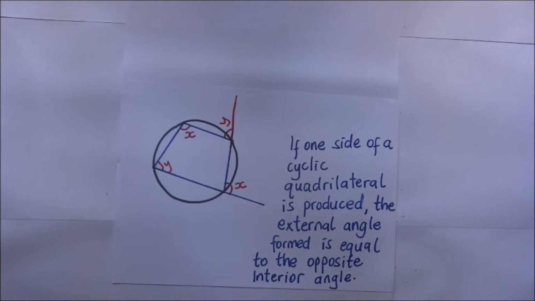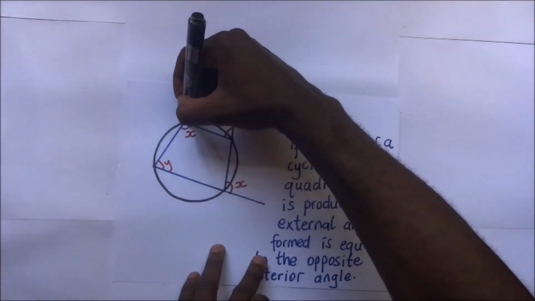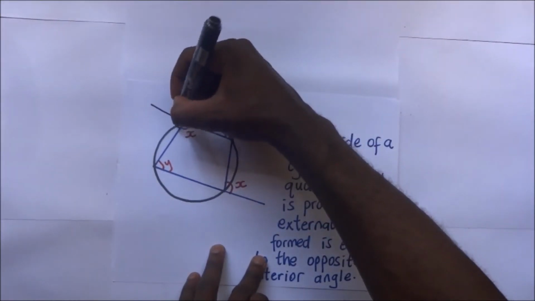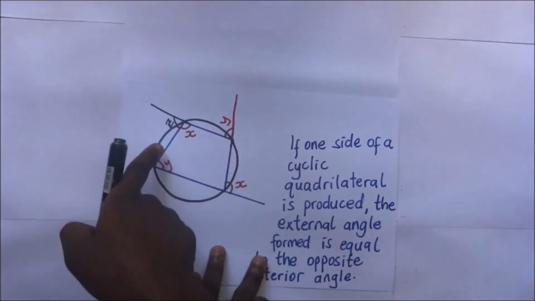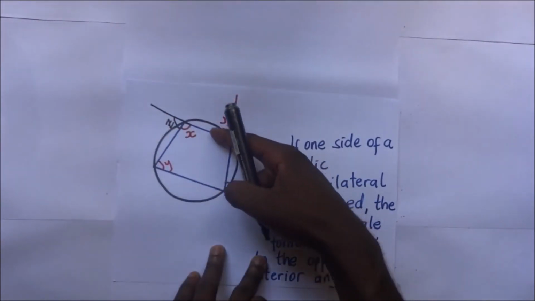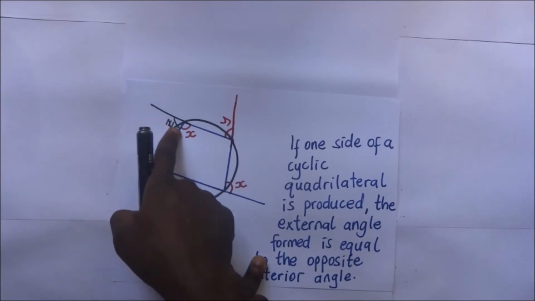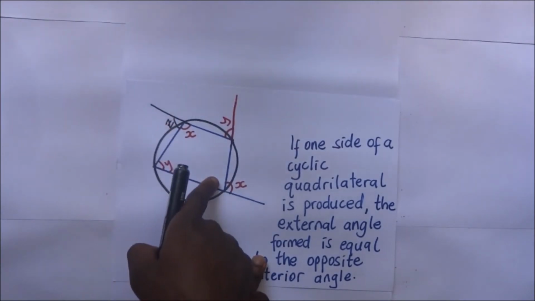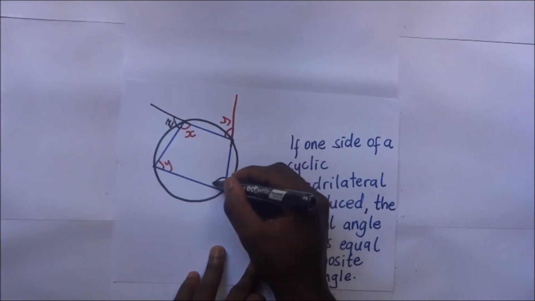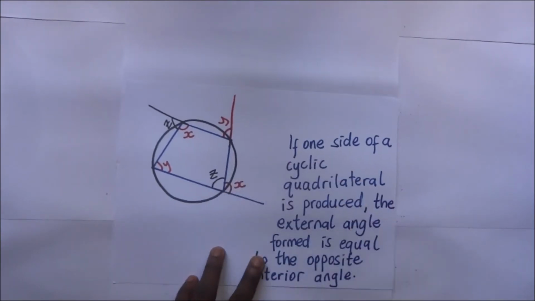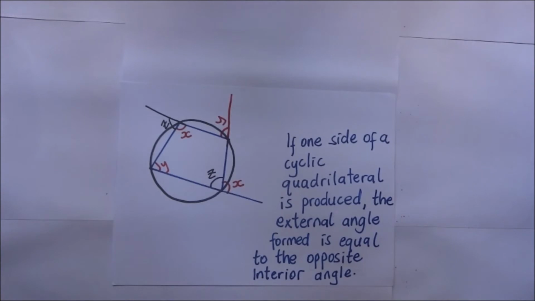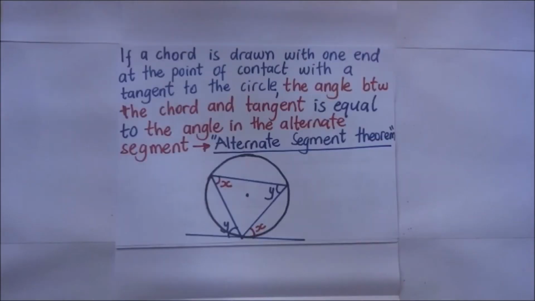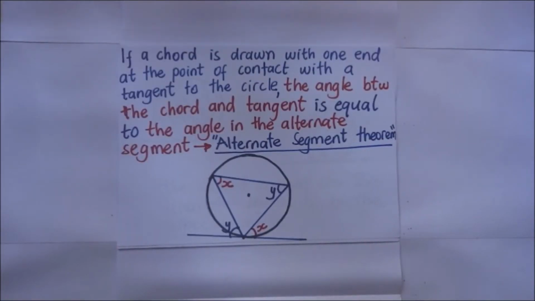In the same way, if I produce this line like that, and this is my value of z, that is the exterior angle, and this exterior angle is equal to the opposite interior angle, which is that. So that is one of the properties, that's the last property. We call it the alternate segment theorem.